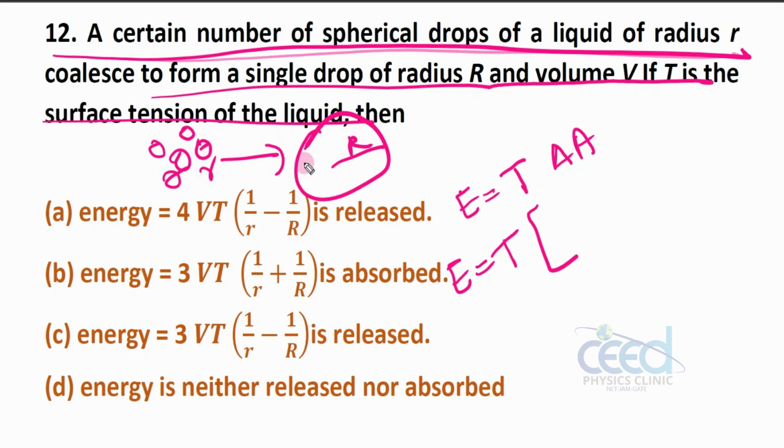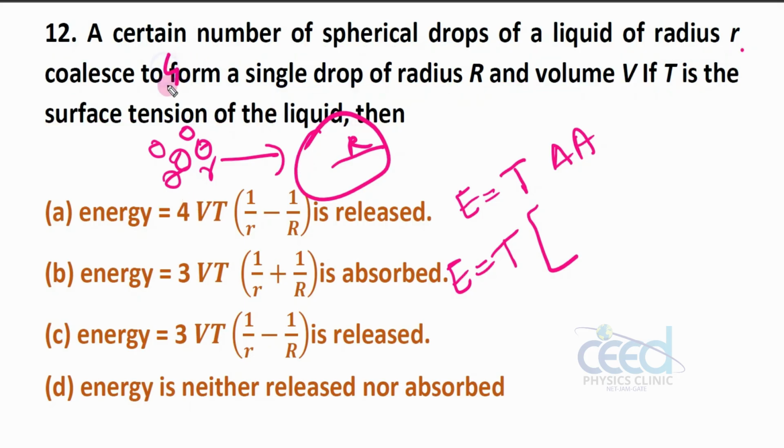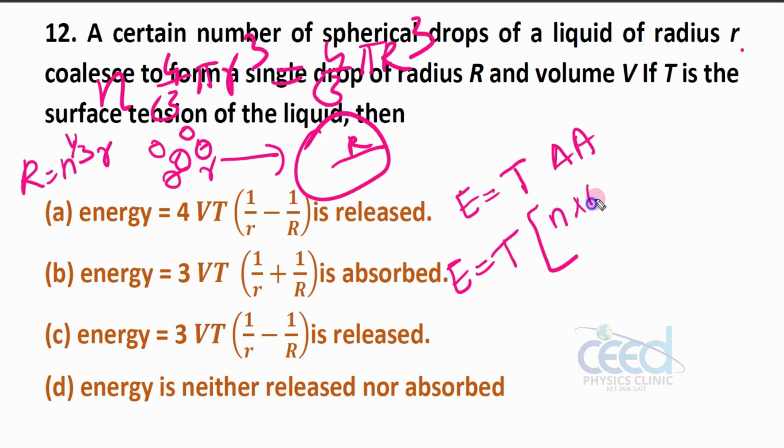Then equate the volumes: this side volume equals that side volume. N into 4 by 3 pi r cube equals 4 by 3 pi capital R cube. By solving this, capital R is N raised to 1 by 3 into small r. So the change in area is initially N into 4 pi r square minus finally 4 pi capital R square.